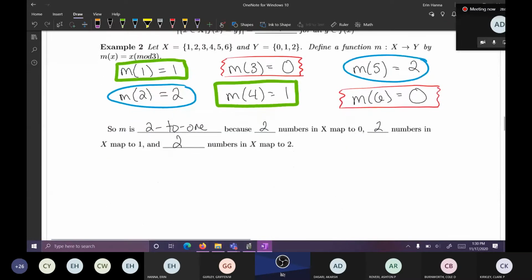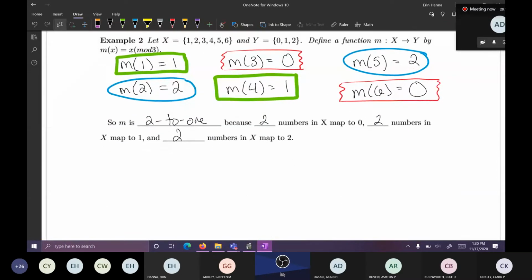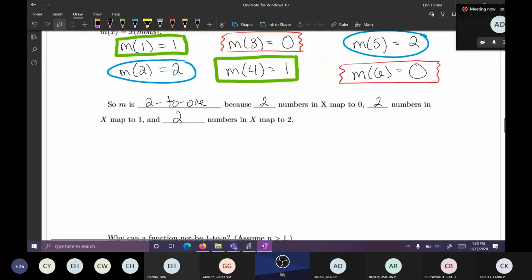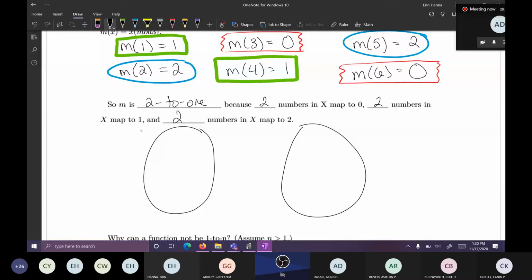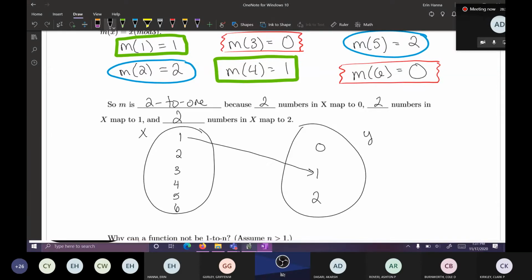If we wanted to depict this a little differently, say with our little maps that we've looked at every once in a while. So remember, the map in math is these two bubbles that go to each other. So we have our inputs on this side, 1, 2, 3, 4, 5, 6, and our possible outputs on this side. And then remember, we draw the arrows between them if they match up. So 1 maps to 1, 2 maps to 2, 3 maps to 0, 4 maps to 1, 5 maps to 2, and 6 maps to 0.